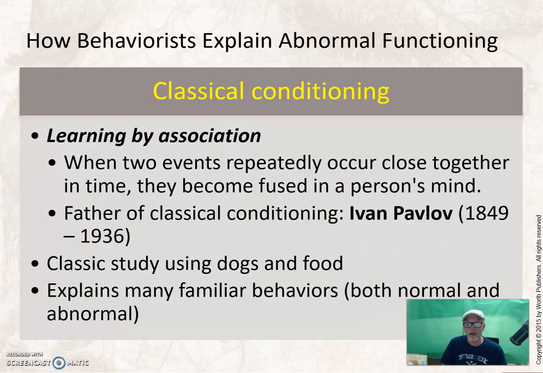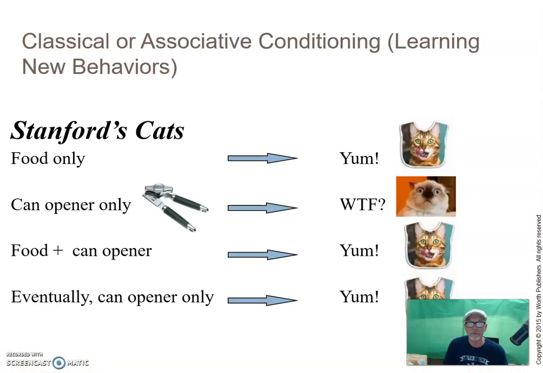So Ivan Pavlov, with the dogs and food, explains what we call associative conditioning. When two events repeatedly occur close together, they become fused or associated together in a person's mind, and that explains a lot of familiar behaviors, both normal and abnormal. In abnormal, you've learned to associate the anticipation of something that really doesn't need to be there. We'll get into that later when we look at the different aspects of depression and anxiety and what have you. But to illustrate associative conditioning, aka classical or Pavlovian conditioning, I use my cats.